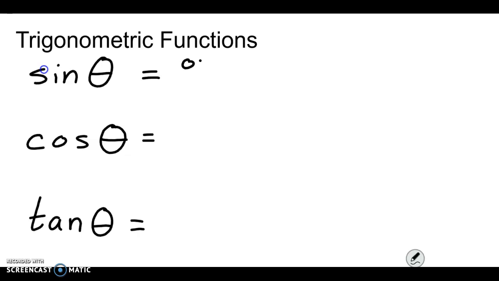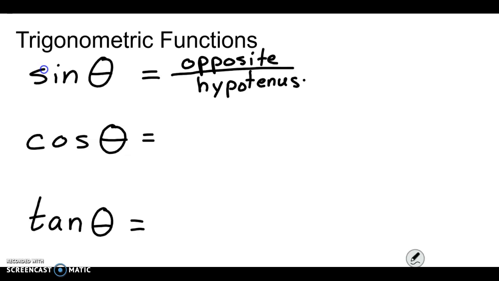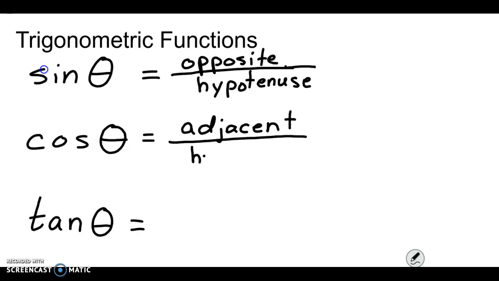Sine is going to be opposite over hypotenuse. Now we'll talk about exactly how we're referring to those sides in a given triangle. It has to do with which angle you're focusing on, and the hypotenuse doesn't change. Opposite over hypotenuse. Cosine is adjacent over the hypotenuse. They're going to be fractions. Oops, I popped and I spelled that wrong.